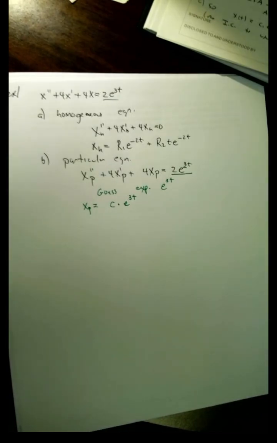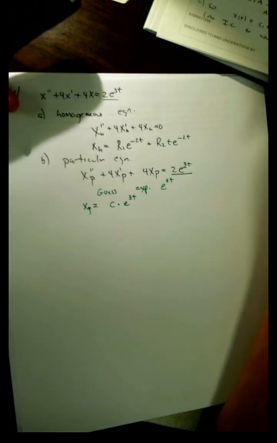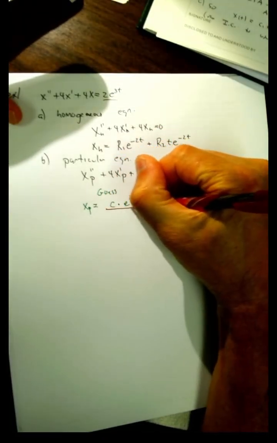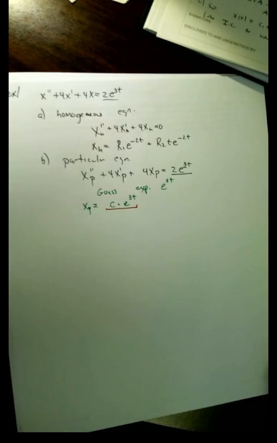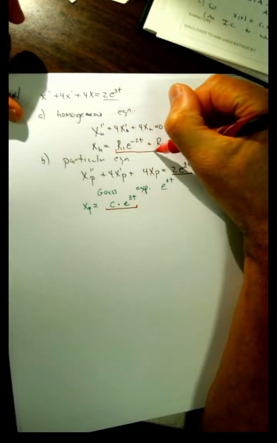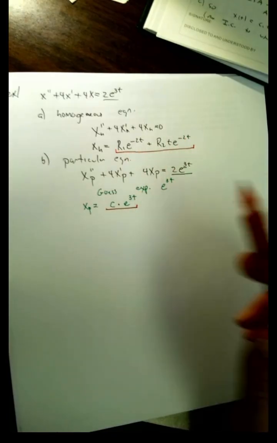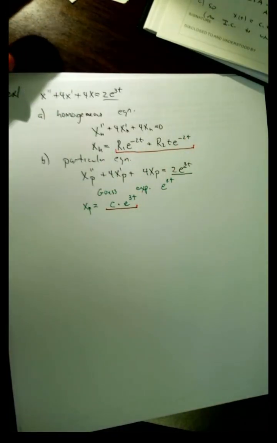By the way, in the previous example, I skipped a step, and this is really important. Before I proceed, I should look at this and ask, does this appear in the homogeneous solution? There are no e to the 3t's, so I'm good, and I'm just going to proceed like I did before.